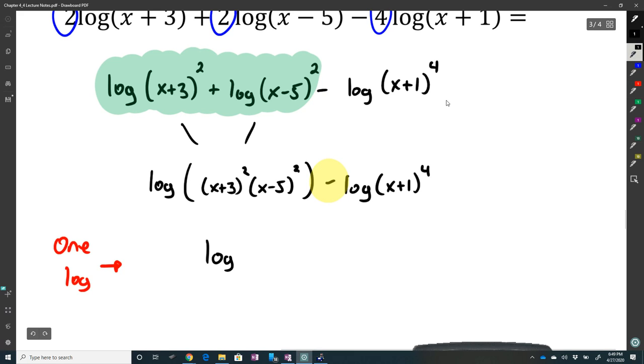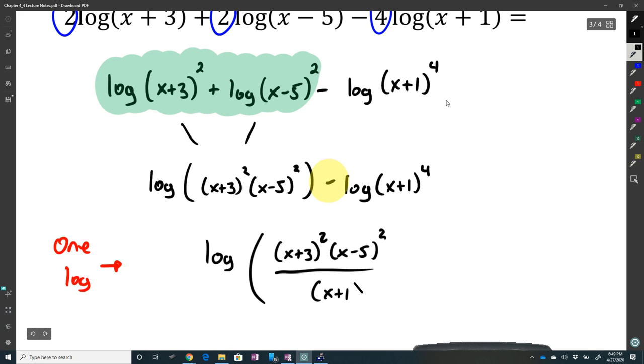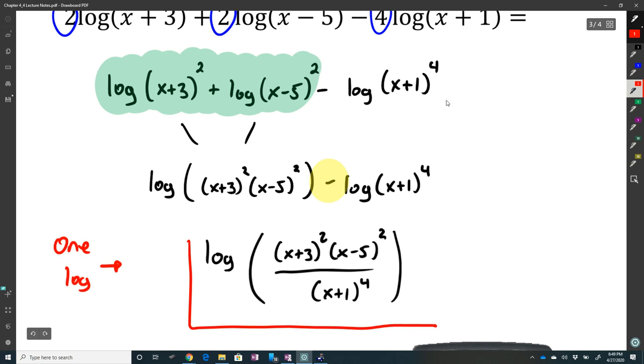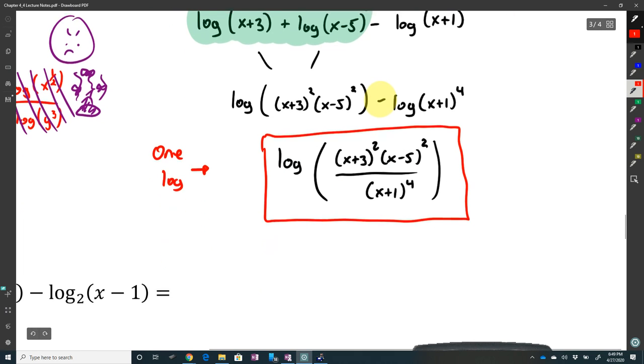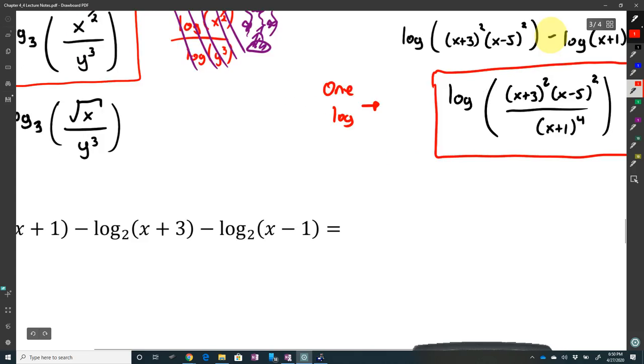So log, and then on the top you have x plus 3 squared, x minus 5 squared, and on the bottom you have x plus 1 to the 4th. And that's it. Don't expand it. That's just a bunch of busy work. That's all I want. Okay? So if you have 3 logs, just do them. You can work from left to right, do them one at a time. So I did the first 2, turned it into one log, and then I factored it in with the last one. All right, now let's do the very last one here.